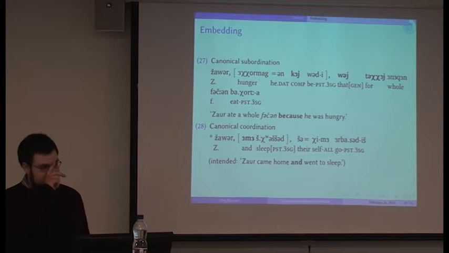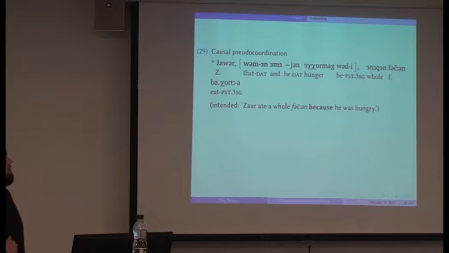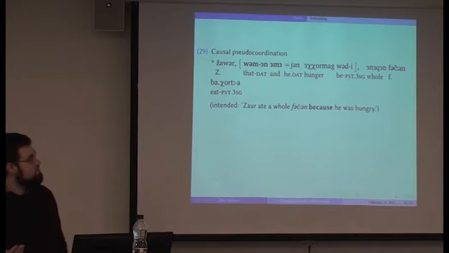And 28 illustrates that you cannot do the same thing with coordinate clauses, just like we saw recently for English. And according to this criterion, both of the pseudo-coordinating constructions are coordinating, meaning that under no circumstances can the semantically subordinate or secondary clause be embedded within the main clause, as shown in 29 and 30.